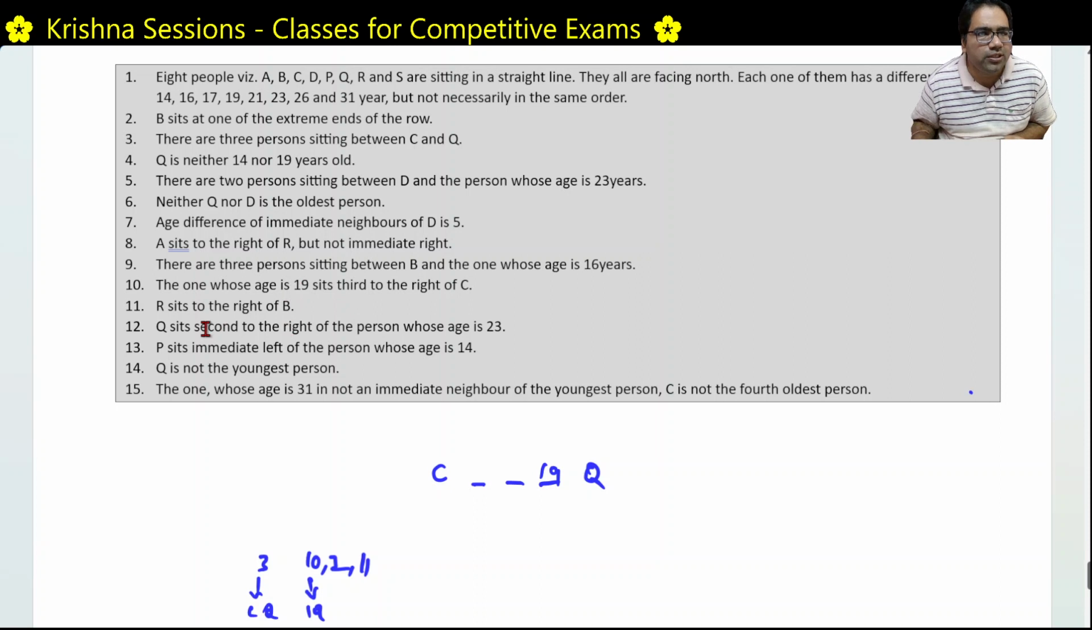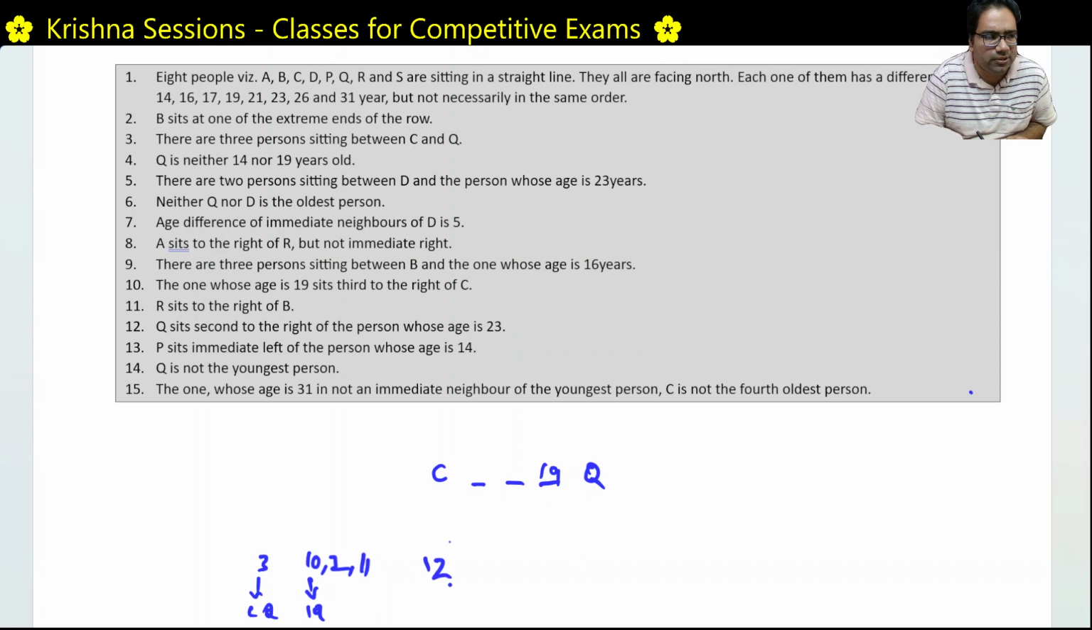Right, then R sits to the right of B, and Q sits second to the right of the person whose age is 23. So I got one more hint around Q. Because there is only one diagram, we can directly use this.